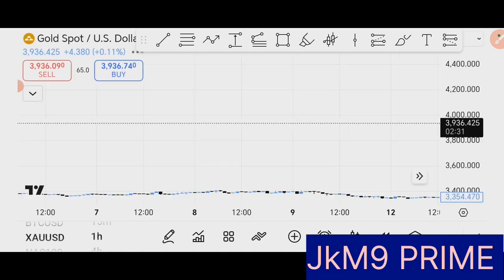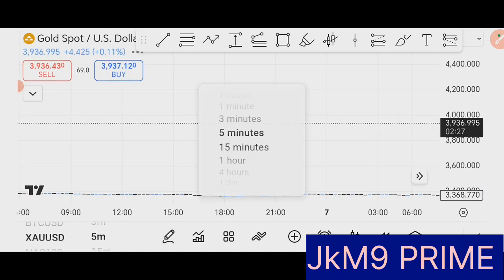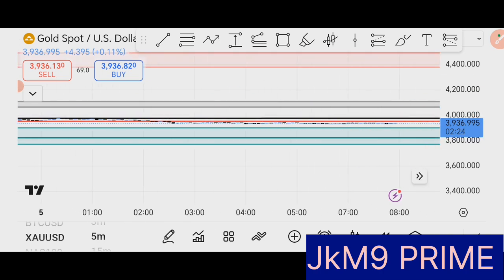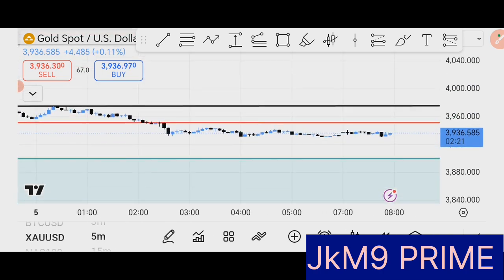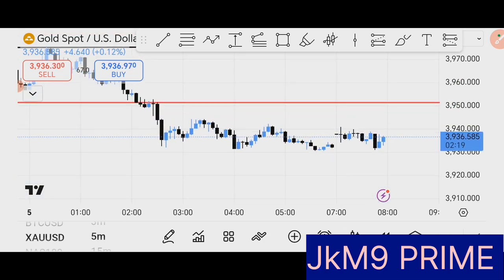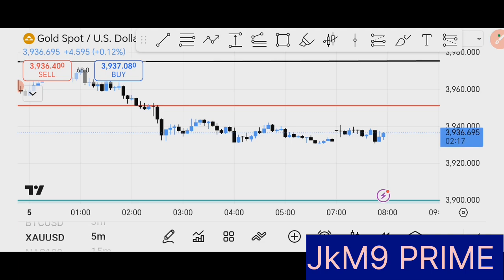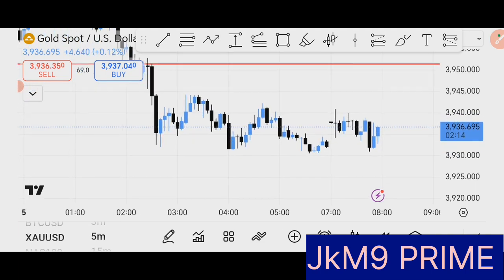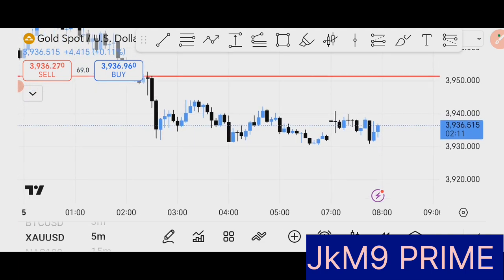Normally we analyze the day chart, the daily forecast, like this. This is for education purposes only. Based on that, don't take it as financial advice. You do your own analysis, then only find the trade entry.